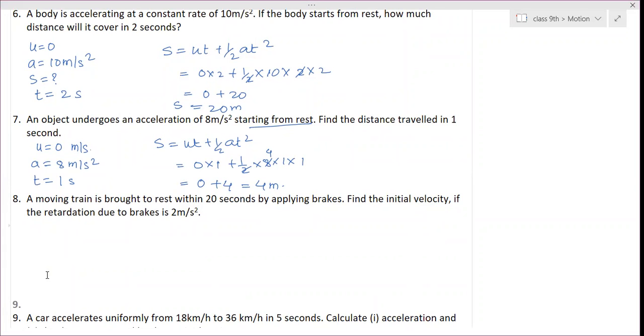Ma'am, is the answer for the 8th 40 meter per second? Let me check, I'm also solving. Rest in 20 seconds. Tanya, what's the answer you got? 40 meters per second. Yes, right.